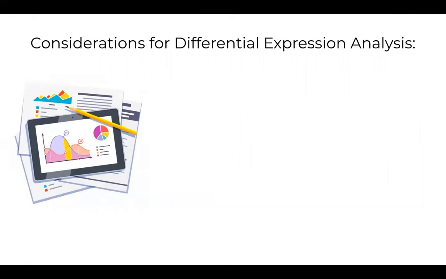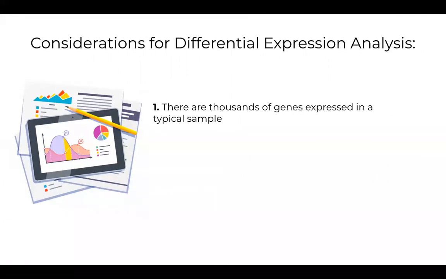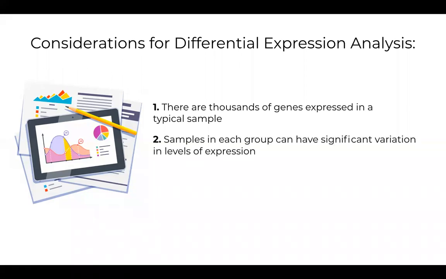What we consider while looking at differential gene expression is that there are thousands of genes expressed in a typical sample, which I talked about earlier also, and samples in each group have significant variance. The variation is there between individual samples, but we have to understand that some of it comes from technical issues. We have to remove those before we do differential gene expression.